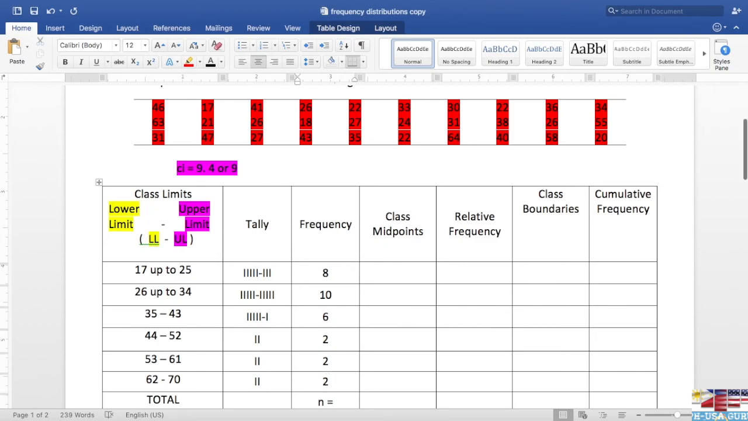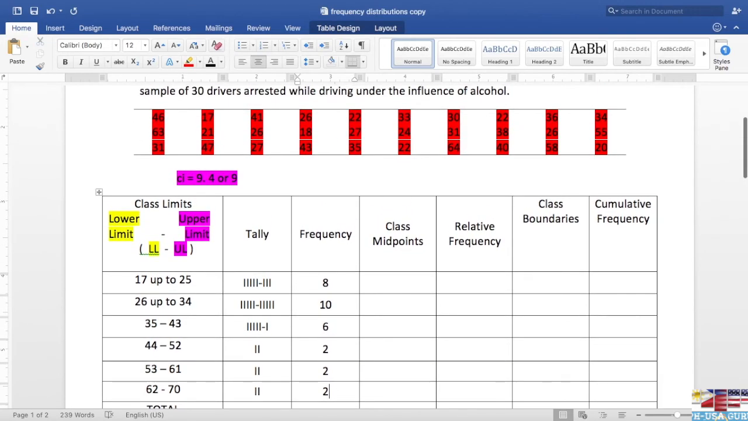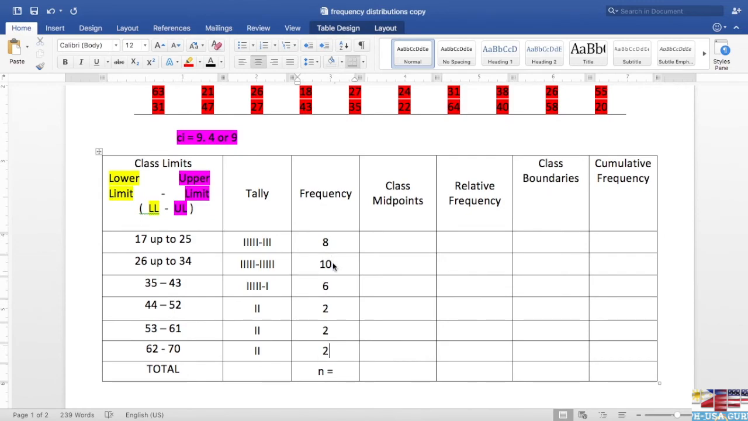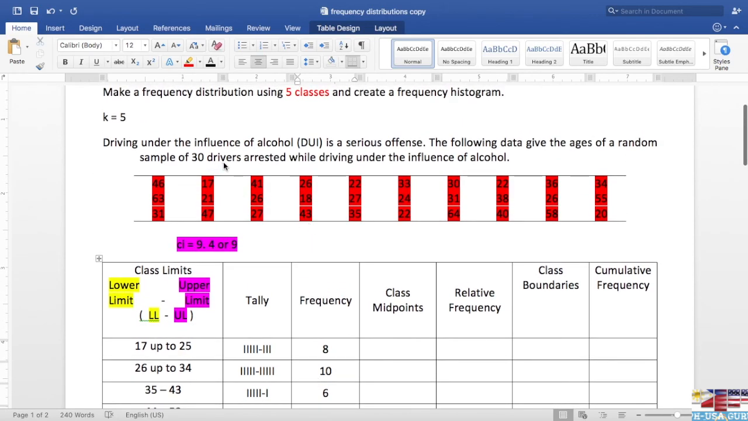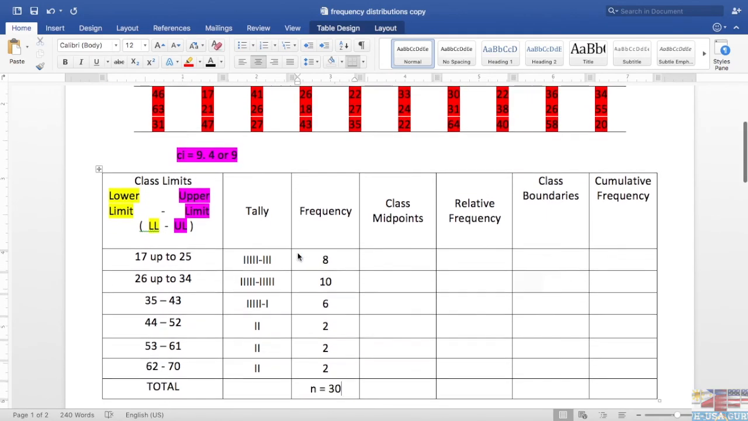Now, how would you know if you counted the frequency or your respondents correctly? So you have to add 8 plus 10, that is 18, plus 6 is 24, plus 2, 26, plus 2, 28, plus 2 is 30. So that is perfect. That is exact. Our N or sample respondents of 30 drivers arrested while driving under the influence of alcohol.